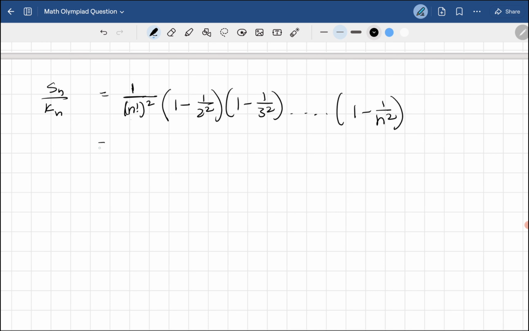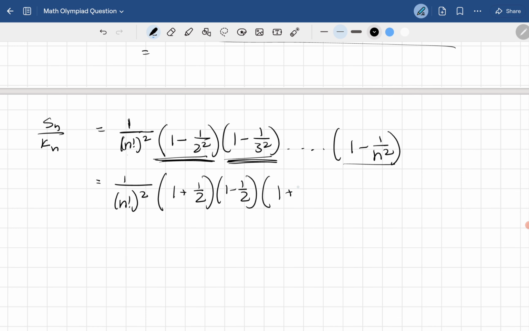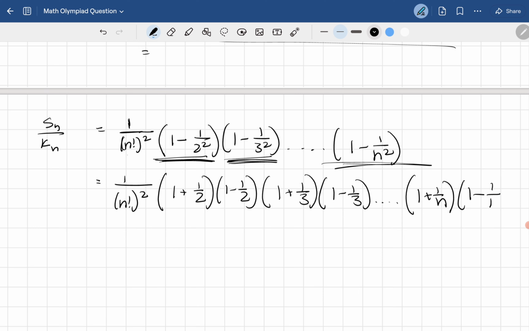Now let's start to simplify the stuff in the parentheses. So now let's just use difference of squares once again. Let's keep that n factorial squared the same. Difference of squares, 1 plus 1 over 2 times 1 minus 1 over 2. That is this term here. Focusing on this term, we have 1 plus 1 over 3 times 1 minus 1 over 3, ... And finally, this term will be 1 plus 1 over n times 1 minus 1 over n.